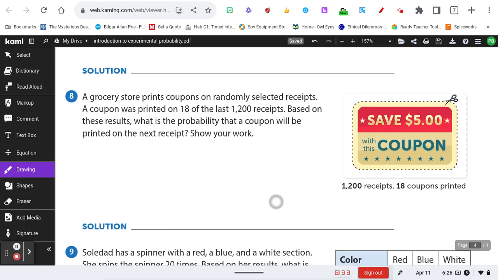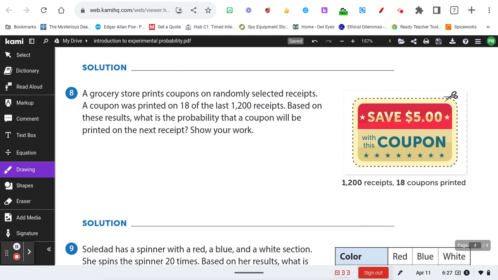All right, let's take a look at this one. A grocery store prints coupons on randomly selected receipts. A coupon was printed on 18 of the last 1,200 receipts. Based on the results, what's the probability that a coupon will be printed on the next receipt? So all you have is a total of 1,200 receipts. Those are the total number of trials, because those were the total number of receipts. And then coupons were only printed on 18 of them. So this is what actually happened.